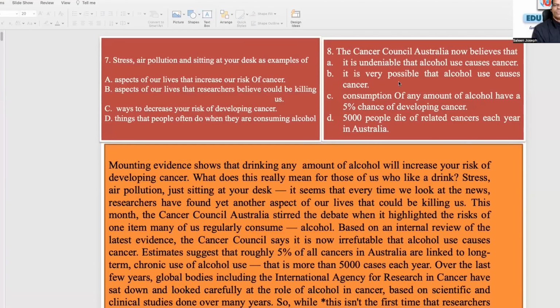The Cancer Council Australia now believes that: A, it is undeniable that alcohol use causes cancer. B, it is very possible that alcohol use causes cancer. C, consumption of any amount of alcohol has a 5% chance of developing cancer. D, 5,000 people die of related cancer each year in Australia. Now, what are the criteria here in the question statement? What you have to highlight? Cancer Council Australia. The name is important, so that immediately you can launch into the answer.